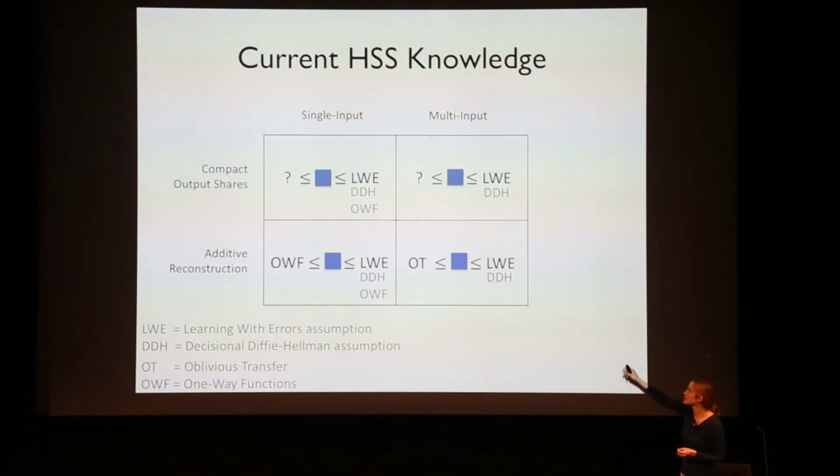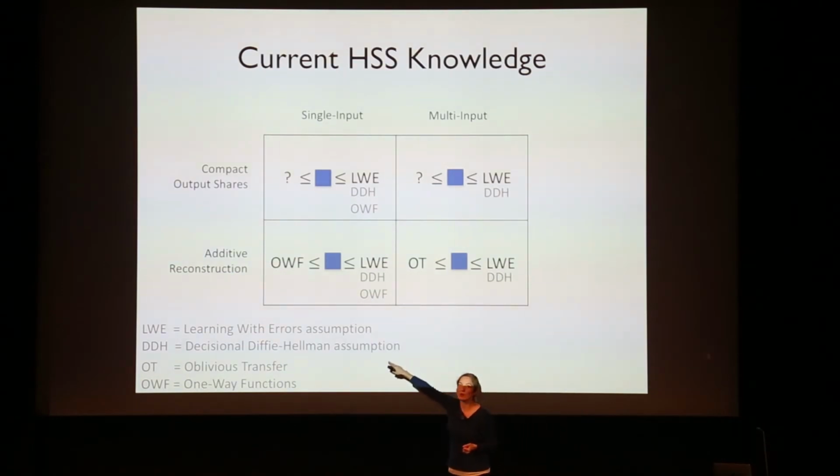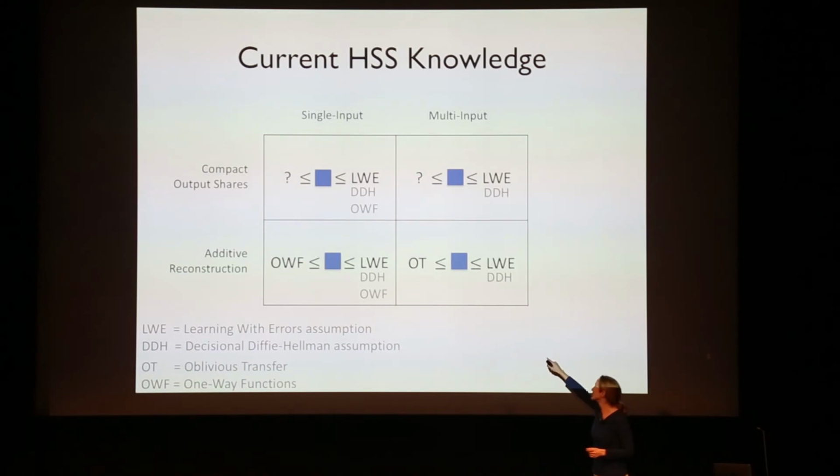So don't worry too much about all these letters, especially if you're not a crypto person. But I want to emphasize a couple different things where we still have rather big gaps. Here we know, for example, that this notion requires at least one-way functions, and based on different richness of the function classes, we have constructions based on various computational assumptions.